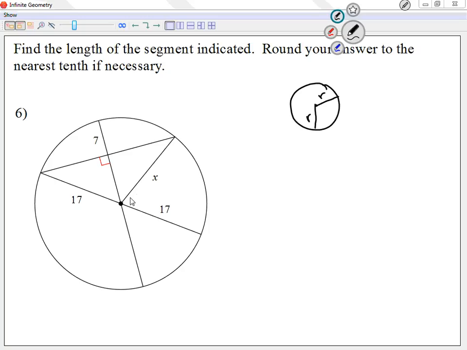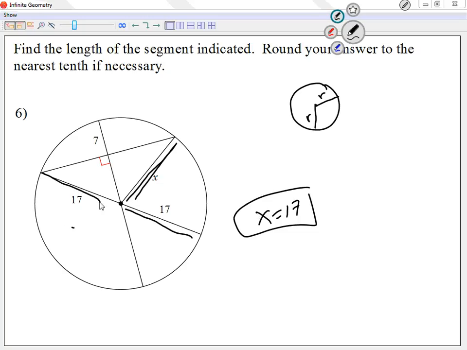What I'm saying on that one is x is a radius. We can see x is a radius. I'm going to find that 17 is also a radius. So I'm just going to say x is equal to 17. A radius and another radius of the same circle, it makes sense that it should be the same thing. There's some other radii there that you guys can see. There's another radius here.